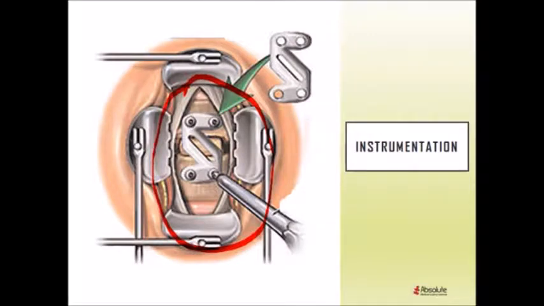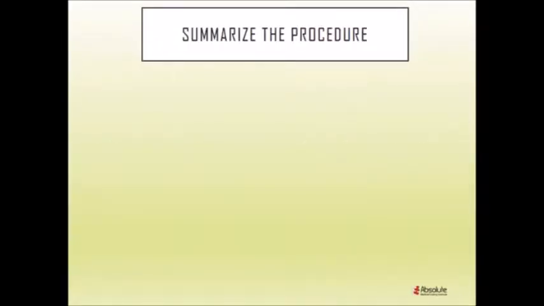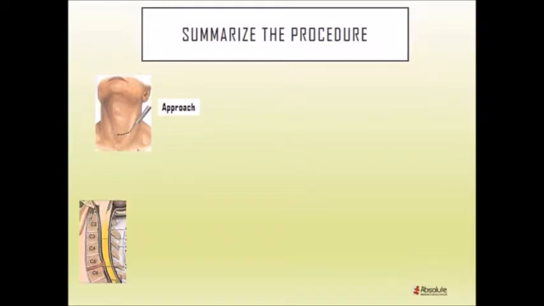All right, coder, let's summarize. Let's review John's procedure. Through this review, we're going to help you understand how to code for spine procedures. First, you have to know how the doctor approached the procedure. John was laying supine, so this was an anterior approach from the front. Next, we need to know how many discs we were coding for. It was one disc.